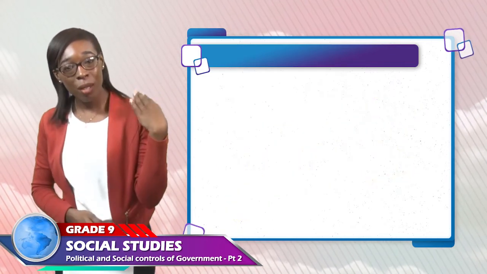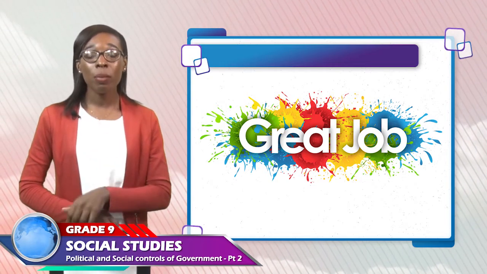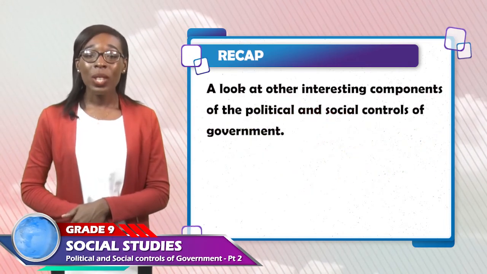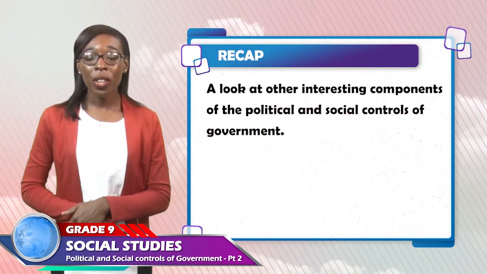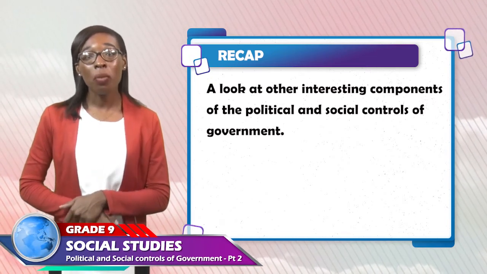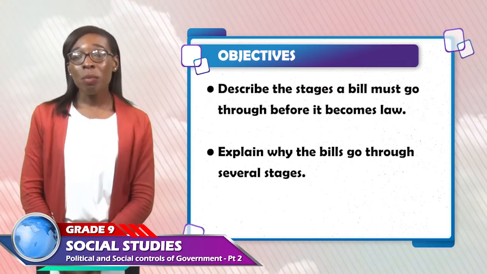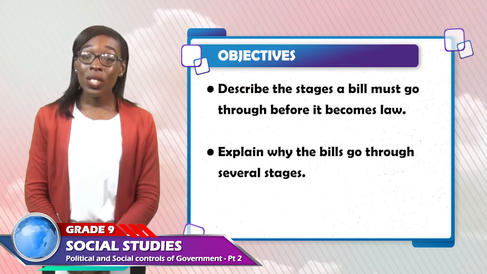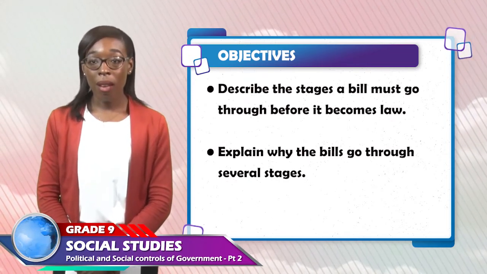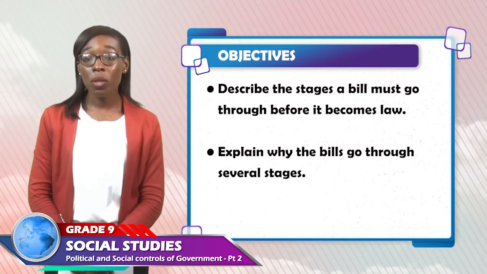I want you to give yourselves a little tap on the shoulder. I am so happy you remembered some of the key points of the previous lesson. You did great. Now, let's look a bit closer at the other interesting components of the political and social controls of government. What are our objectives for today? Students must be able to: 1. Describe the stages a bill must go through before it becomes law, and 2. Explain why the bills go through several stages.